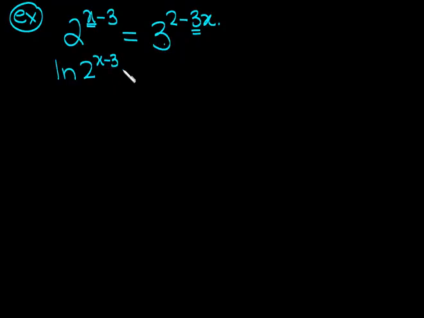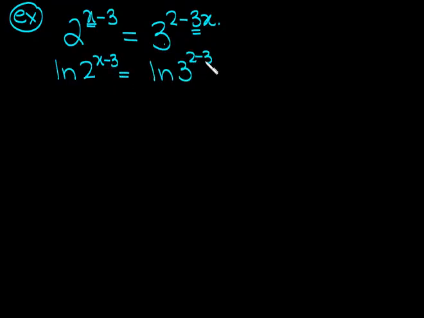Let's say you have 2 raised to x minus 3 is equal to 3 raised to 2 minus 3x. Okay, I want to solve this for x. My unknown is an exponent. These two bases are not the same, so I can't compare these exponents. So I have to introduce logs on both sides. I'll use ln as my log. You can introduce any log base.